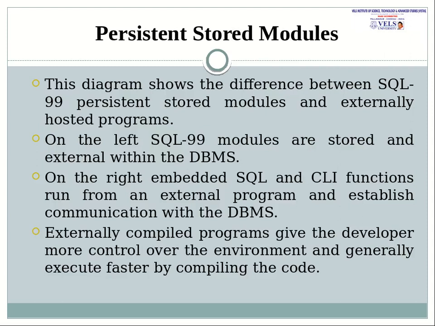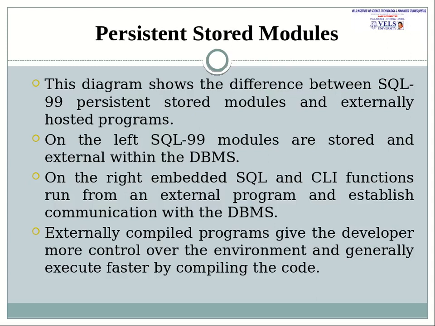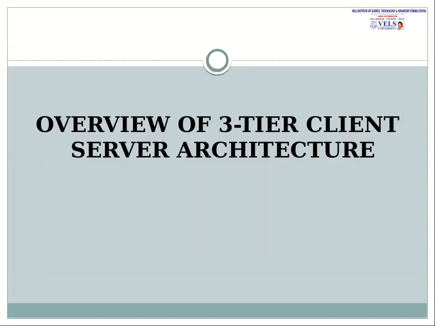On the left side, the SQL 99 persistent stored module is stored within the database management system. On the right hand side, embedded SQL and CLI functions run from the external programs and establish communication with the DBMS. They are compiled externally with the programs, giving the developer more control over the environment, and generally execute faster by compiling those codes. Next we will discuss client server architecture, otherwise the 3-tier client server architecture.